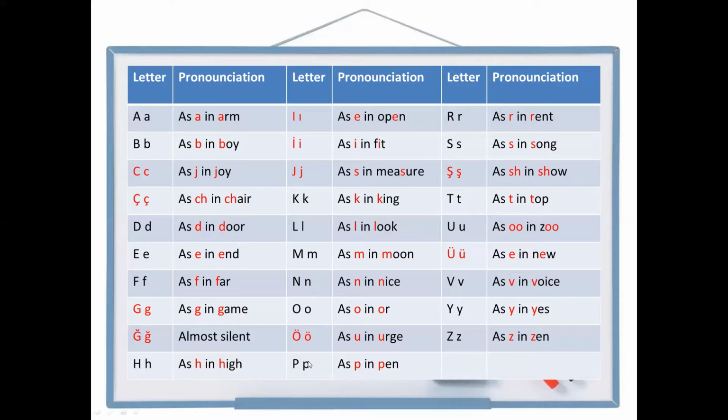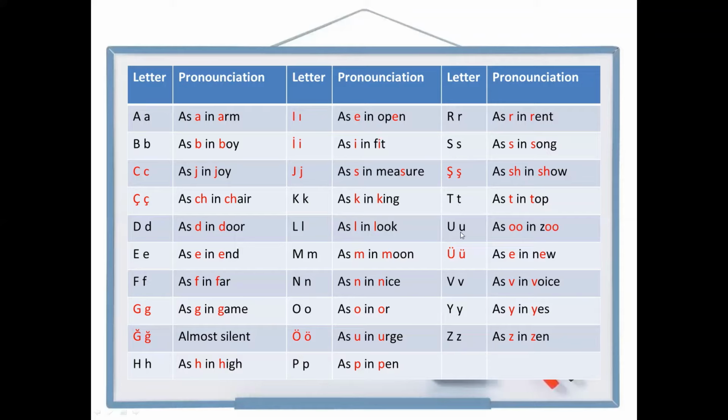And the next one is P, as in pen, P. And the next one is R, as in rent, R. And the next one is S, as in song, S. And the next one with a tail, Ş, as in show, Ş. And the next one is T, as in top, T.